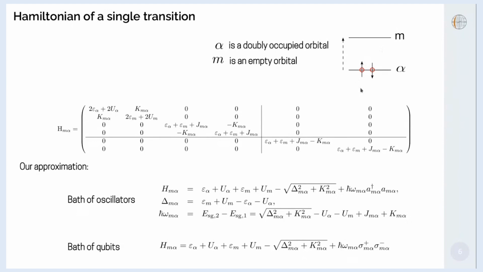That is an approximation, of course. But that allows us to use only one qubit for every transition, or one oscillator, depending on what we want to approximate.